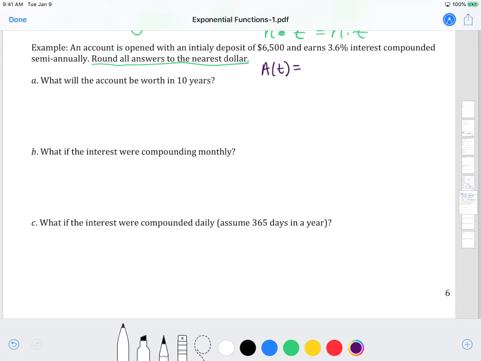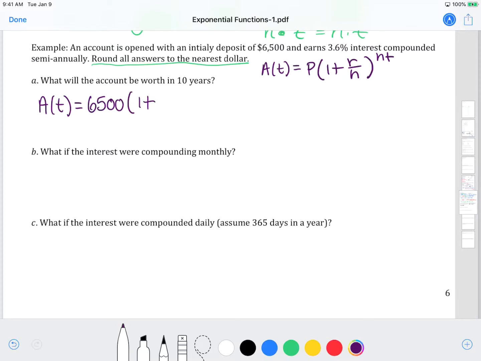There's two formulas. One's compounded continuously, one's not compounded continuously. If it's not compounded continuously, we are going to use this formula here. Okay, it's asking what will the account be worth in 10 years? So we're looking for the accumulated value, our A of t. So I need to find what my principal is so I can plug that in. Our principal is our starting amount, so that would be $6,500.